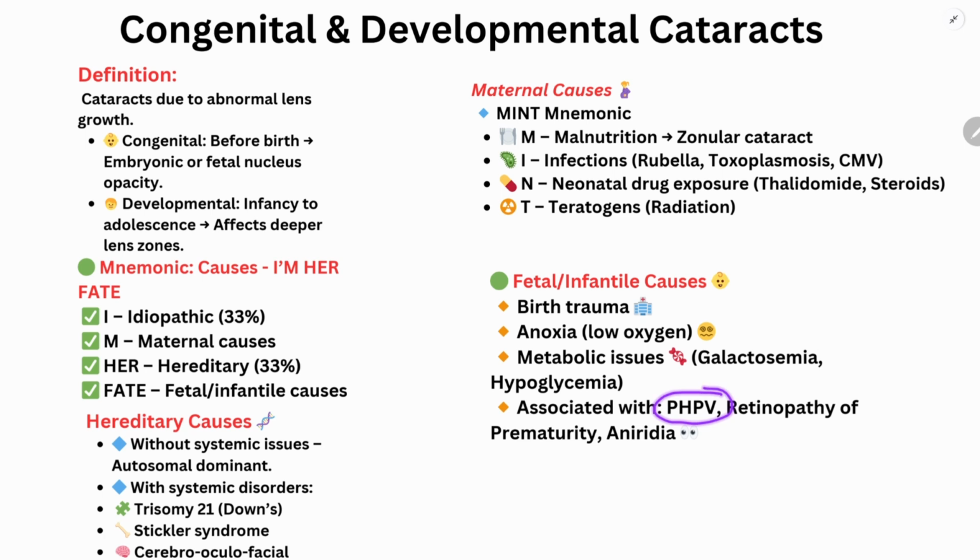PHPV is nothing but persistent hyperplastic primary vitreous. Okay. So this is a congenital eye disorder where the embryonic hyaloid vasculature fails to regress. So it potentially leads to complications like congenital cataract, microphthalmia, and leukocoria.